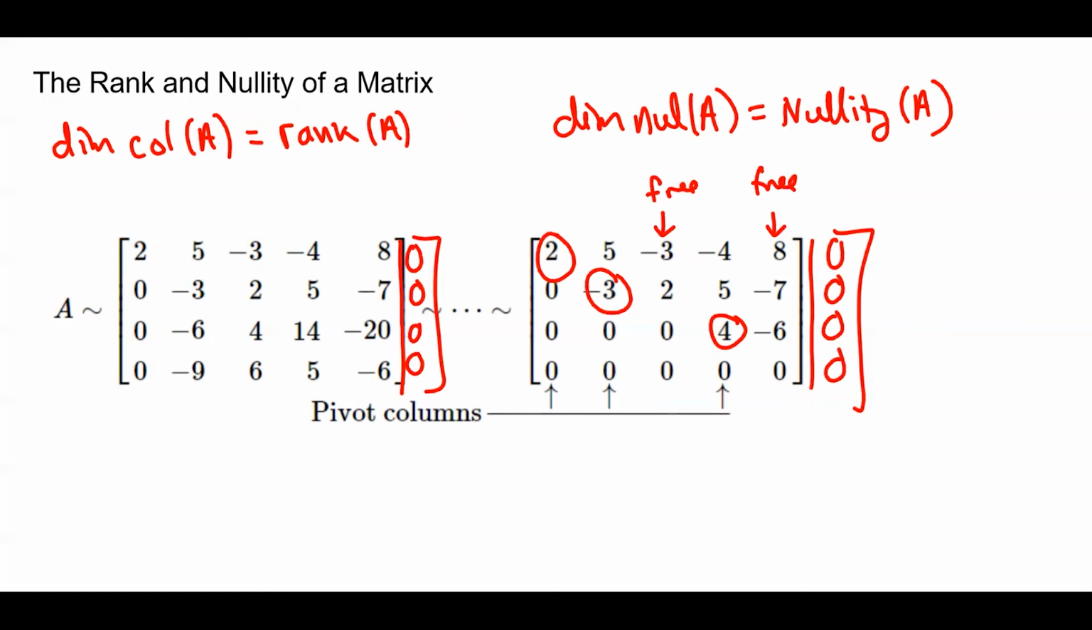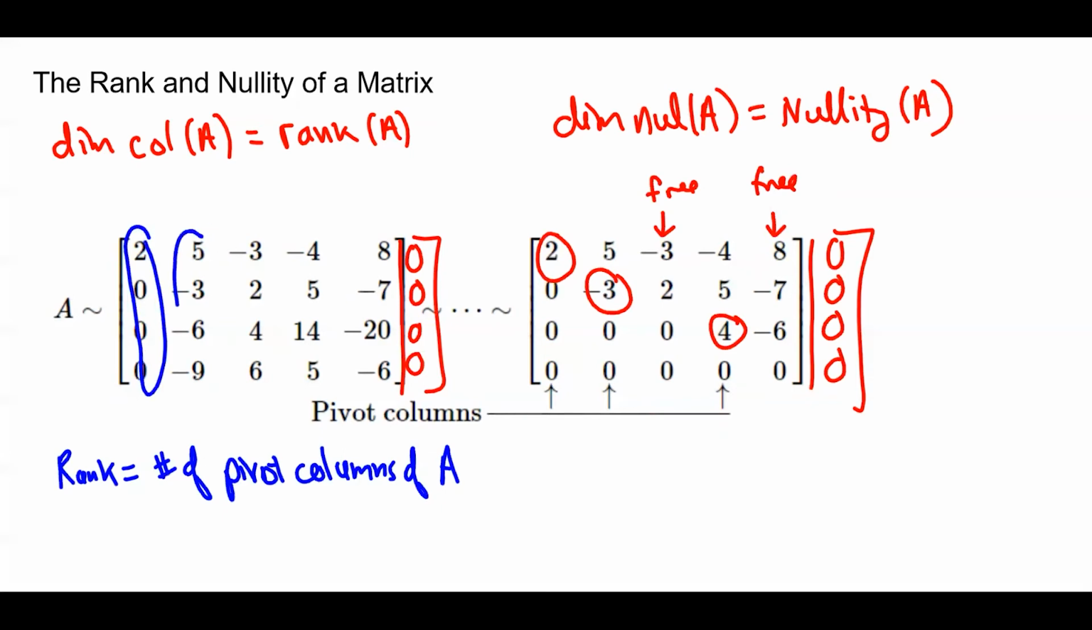So the rank is the number of pivot columns of a matrix A. If we wanted to find a basis for the column space, I would find the pivot columns, take those vectors and put them in a set, and I would call those vectors the basis.